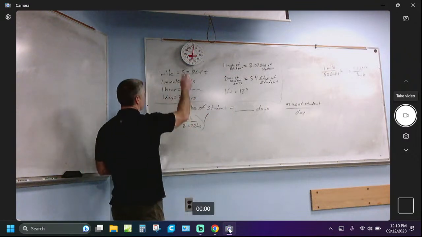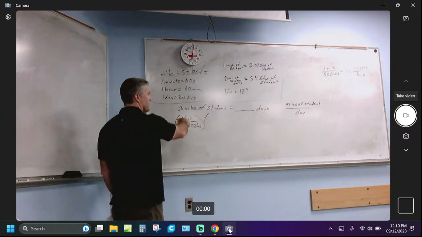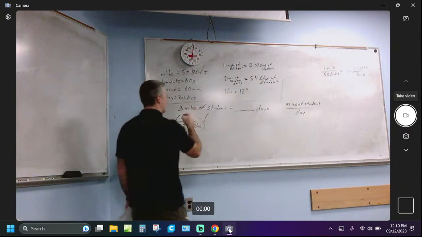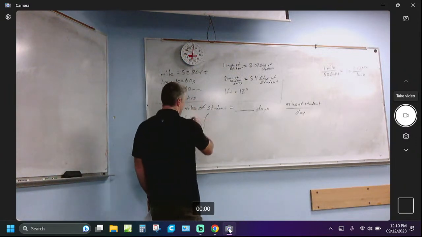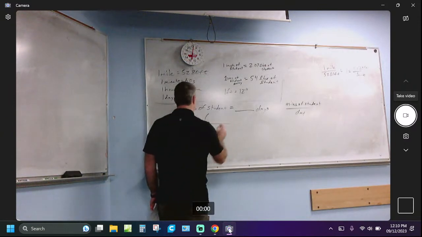So what's the little bridge that I go across first? To get from inches to miles, I can't go directly. I don't know how many inches are in a mile. Feet to miles. I can go to feet. So instead of inches per pound, I want to get to feet per pound.